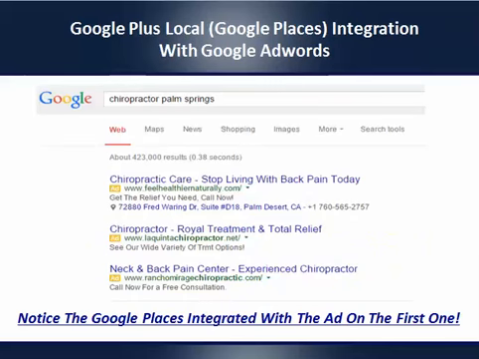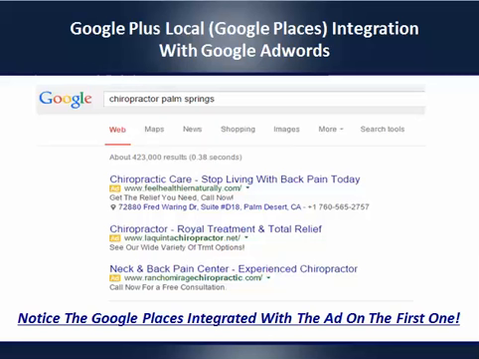Look at this ad you see on the screen. I typed in chiropractor Palm Springs. Although the top ad is not that well written, I want you to notice how it is twice the size of the ad below and includes a local phone number and address. Google makes this possible as it allows local businesses, including doctors, to integrate their Google Places, now called Google Plus Local, into their ads. Most doctors don't even realize this and the huge advantage it gives them over their competitors.